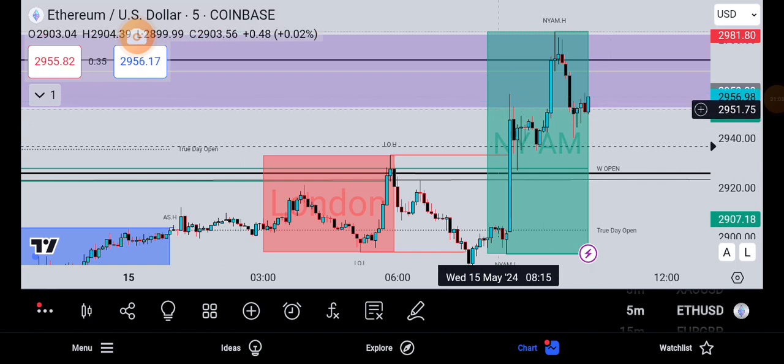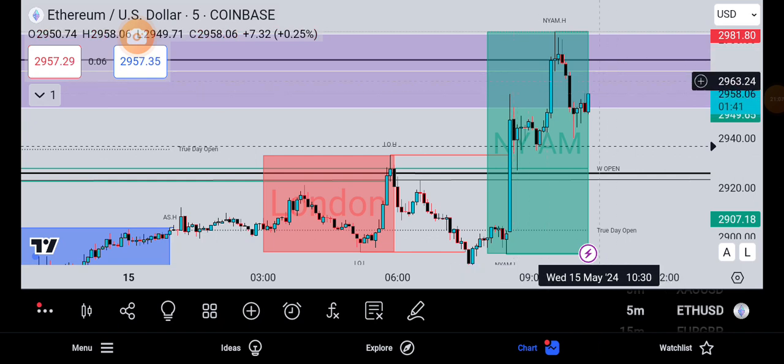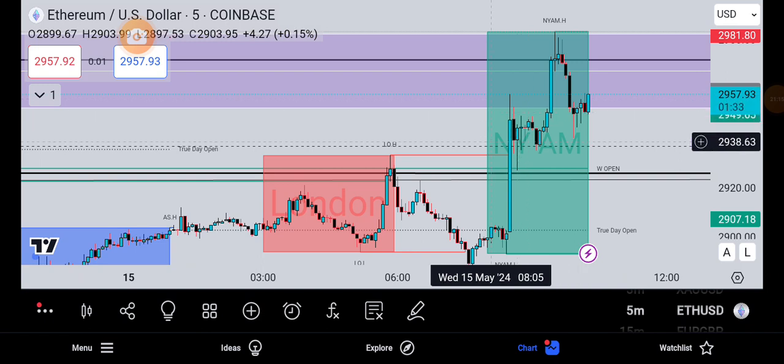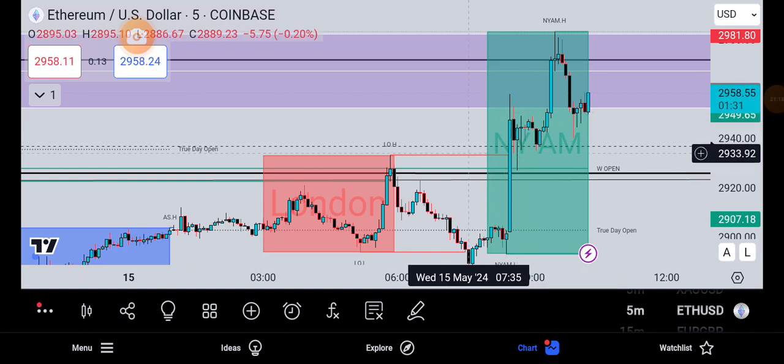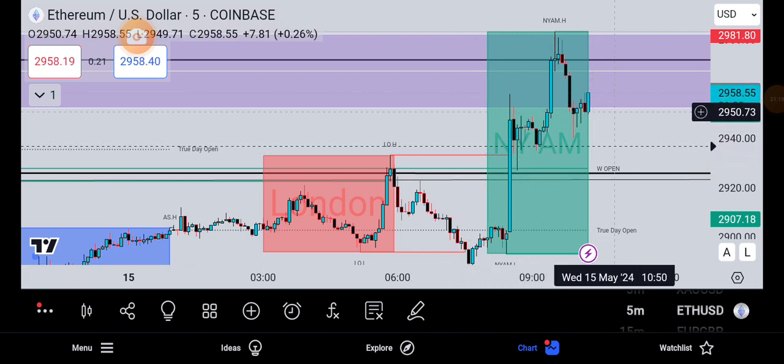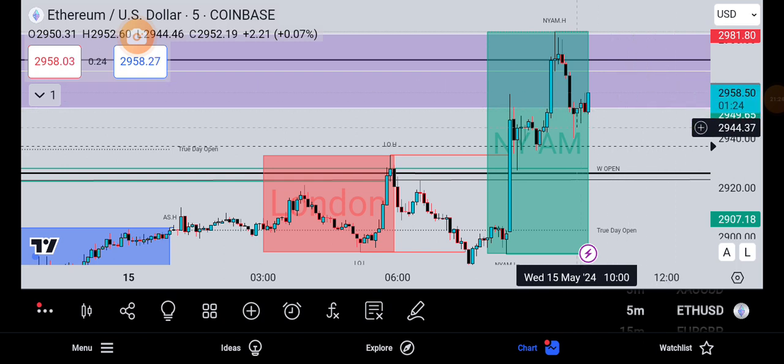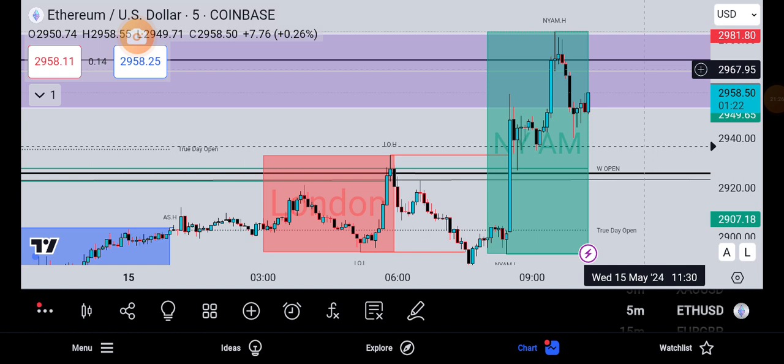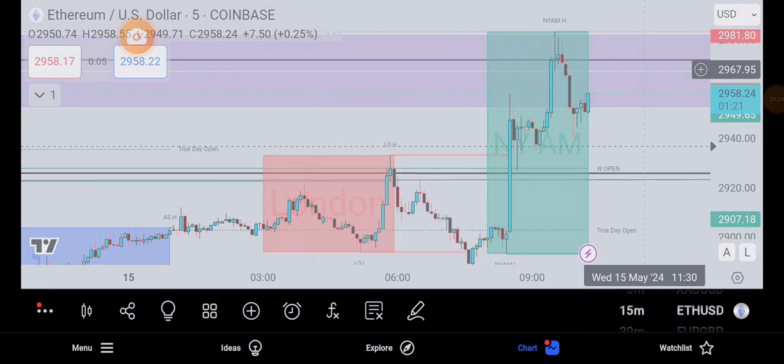So for now, we've seen this buy side liquidity being grabbed. We are inside a key level, which is this, and also remember we are inside our kill zone, that is the New York kill zone, from 7 a.m. to around 12, combining the New York session with the London close.